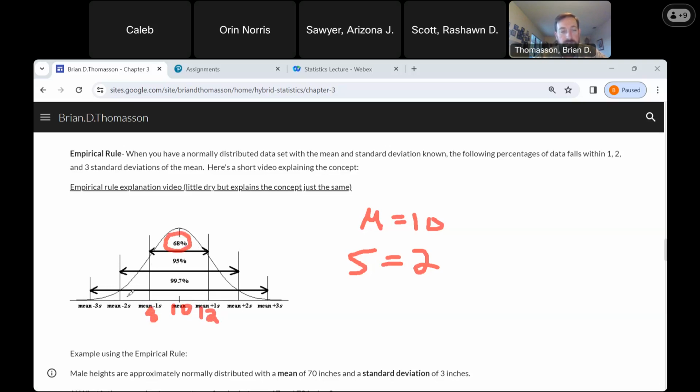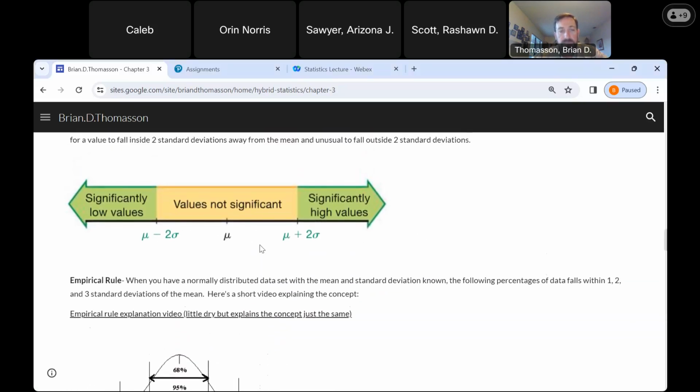If we go 2 in either direction, so down 2 standard deviations to 6 and up to 14, that's where roughly 95% of the data fall. And then if we go out 3, it goes up to 99.7. So let's go back to our little double arrows here and see how this plays into it.